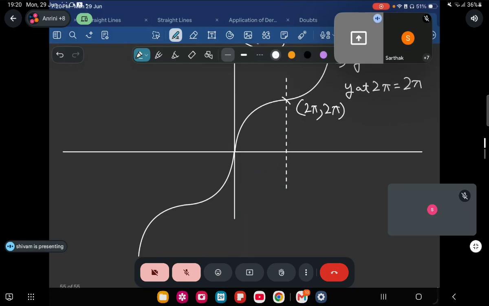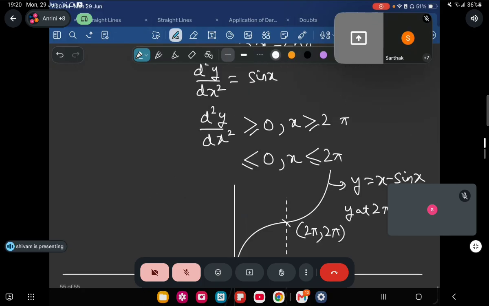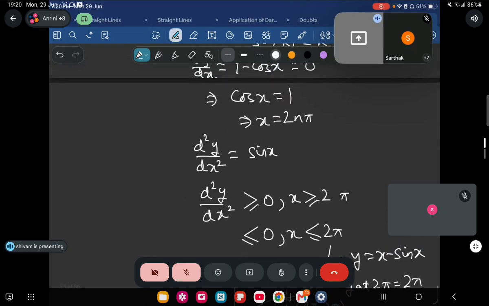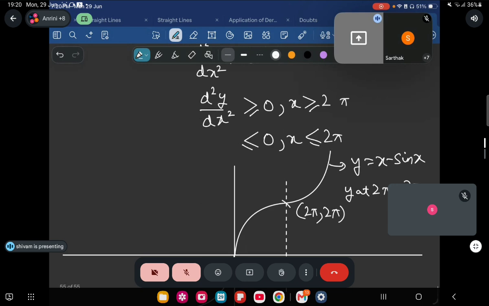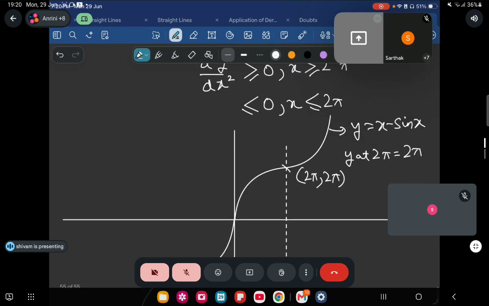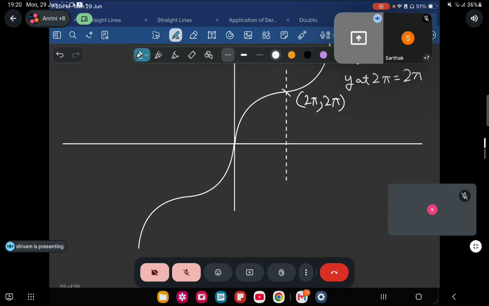So over here, you can also understand that d2y by dx square is changing its sign around x equal to 2 pi. So x equal to 2 pi is the point of inflection, right? It implies x equal to 2 pi is a point of inflection.